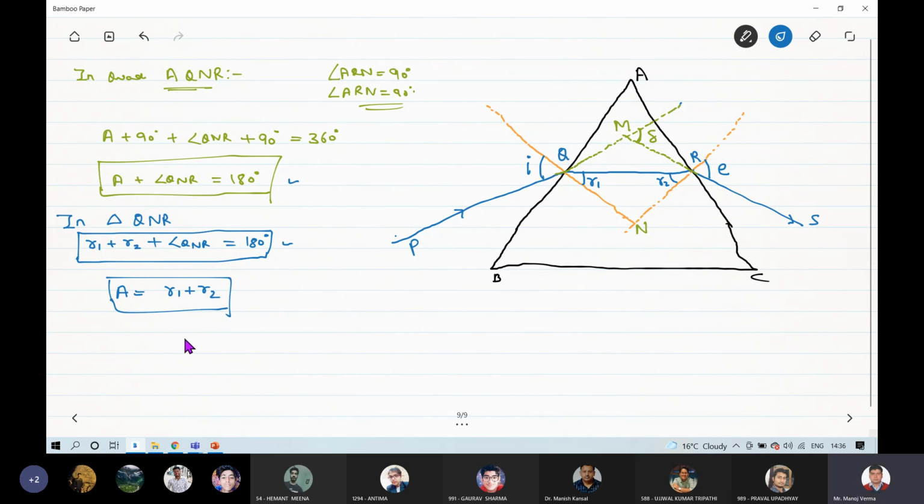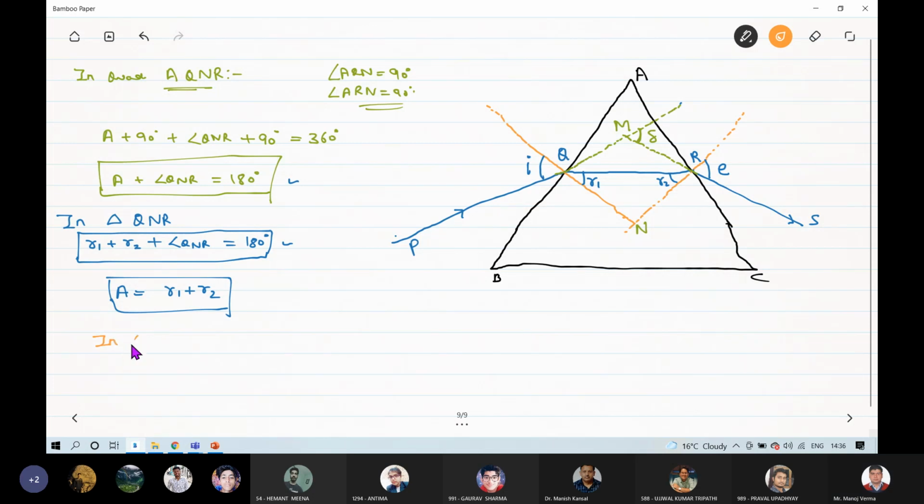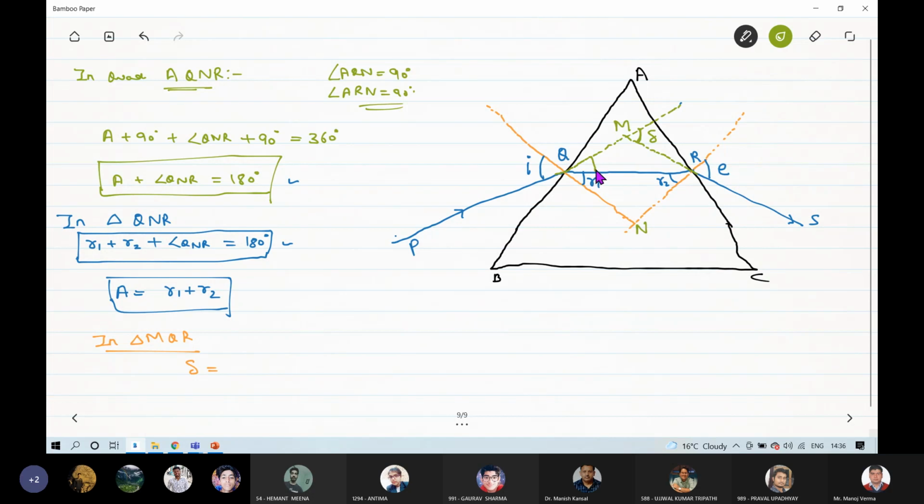Now, in triangle MQR, this delta I can say will be equal to, okay, before this I want to say this angle will be equal to I minus R1, because this whole angle is I, MQN angle is I, vertically opposite angle on two intersecting lines. So this MQN will be equal to I, and this angle MQR should be equal to I minus R1. Similarly, this angle should also be equal to E minus R2.